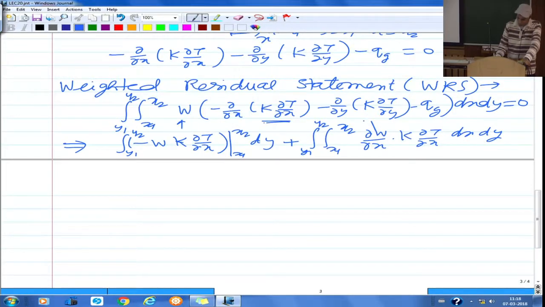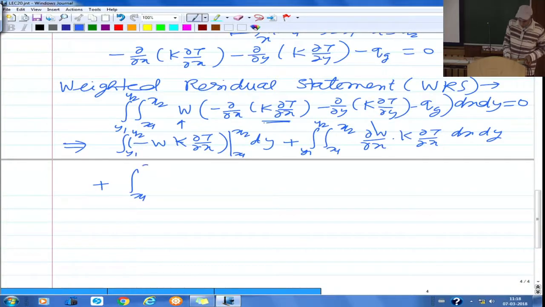Then similarly take the second term, which is w into del by del y of k del T by del y, a second derivative with respect to y. So for the second term we do the integration by parts with respect to y. When you do that, again for the first term the integration with respect to x would remain. So let me put here plus the integration from x1 to x2 would remain there, minus w k del T by del y, this whole expression evaluated at y1 and y2, dx.